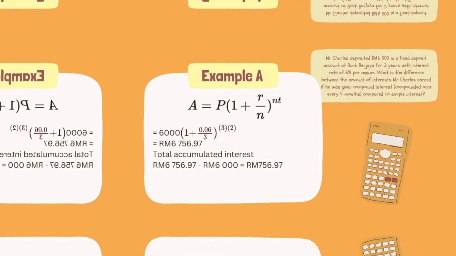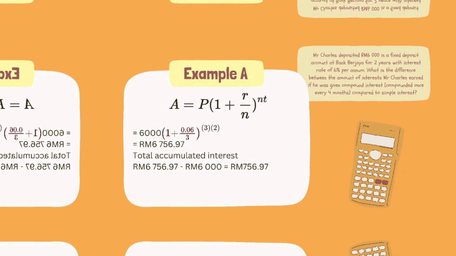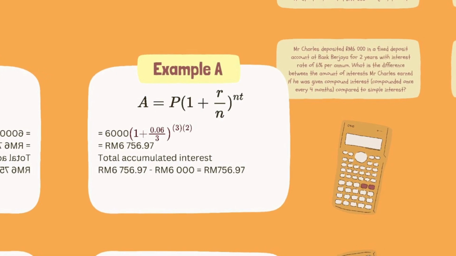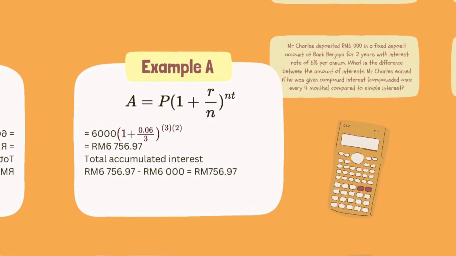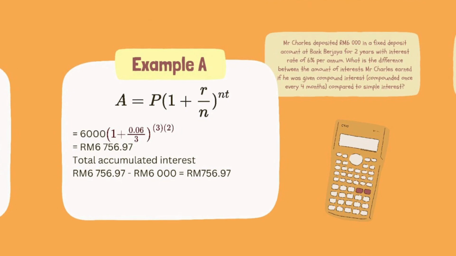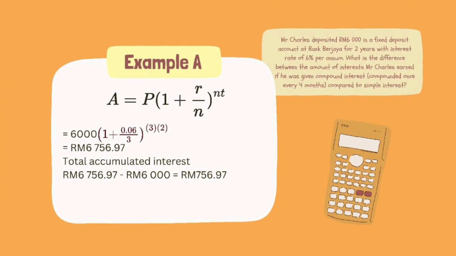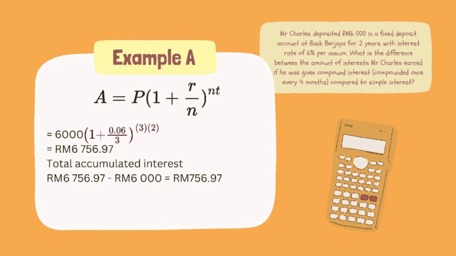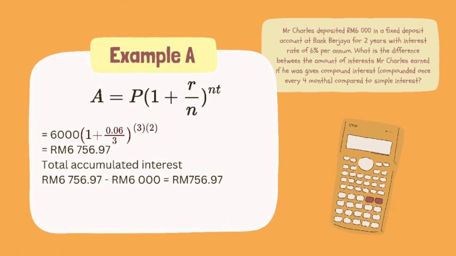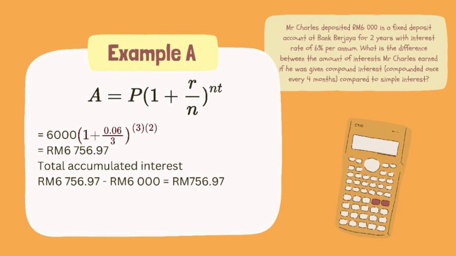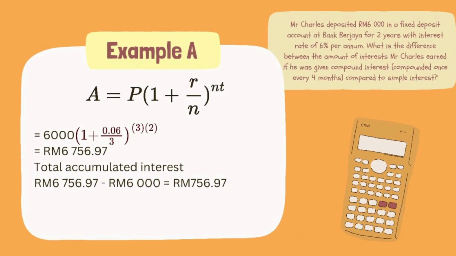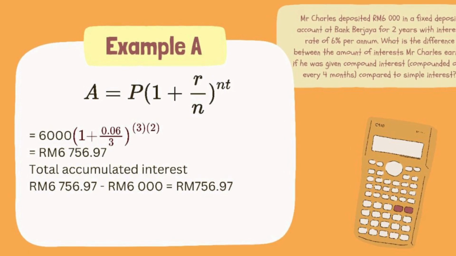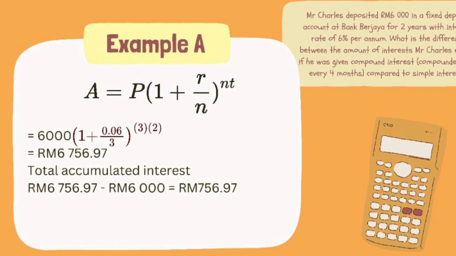This example explains how to calculate the compound interest for a fixed deposit over 2 years with a specific interest compounding frequency. First, given information: principal equals 6,000. Annual interest rate equals 6% or 0.06. Time period equals 2 years. Compounded every 4 months, 3 times per year. So, using the formula for compound interest, substitute the values. A equals 6,000 (1 plus 0.06 over 3) to the power of 3 times 2.